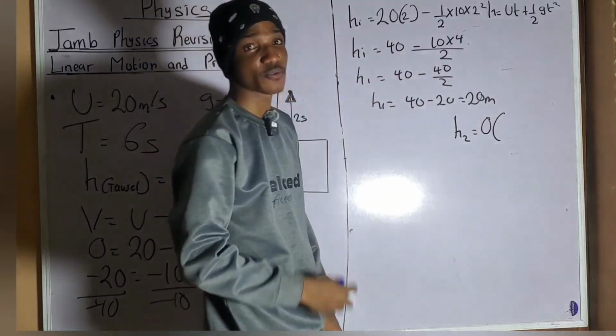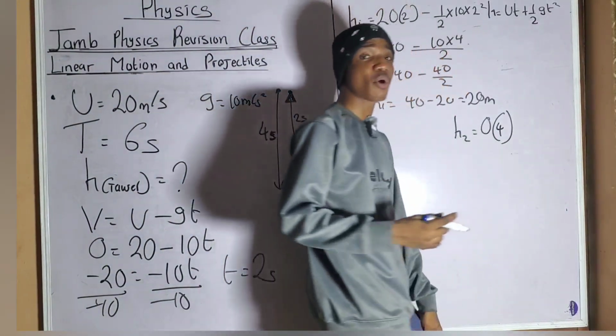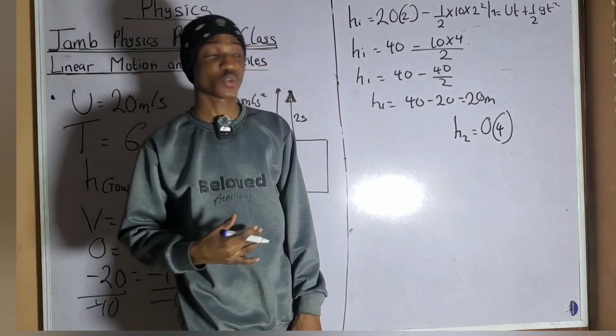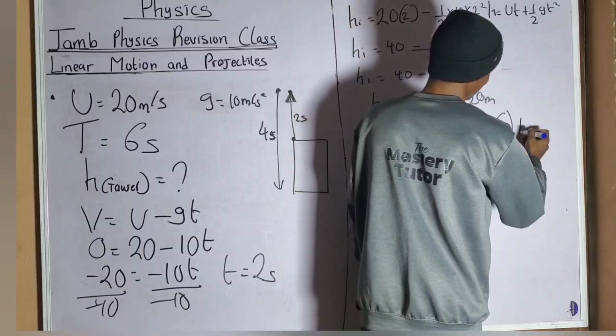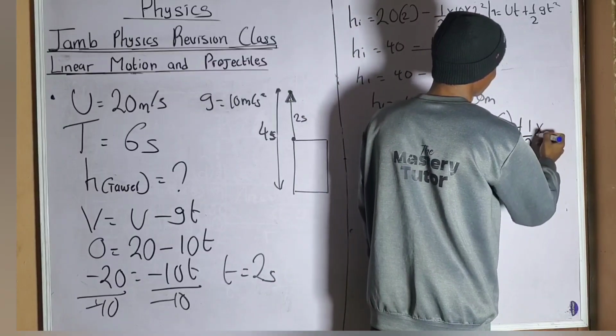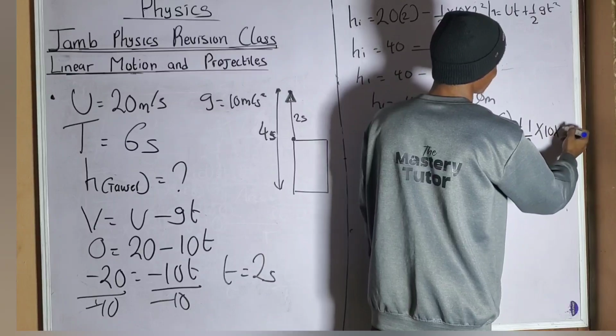The time is now 4 seconds. So I'm going to have 0 times 4. Now, because the ball is coming down, it is moving towards gravity. So the acceleration due to gravity will be positive. So I'm going to have plus 1 over 2 multiplied by g. g is now 10. So I'm going to have times 10 times 4 squared.